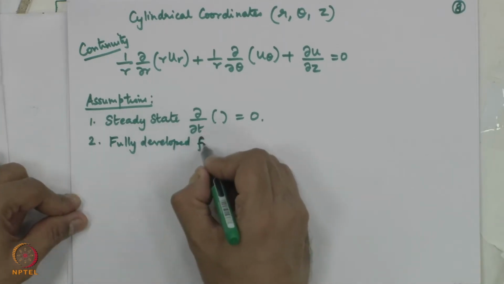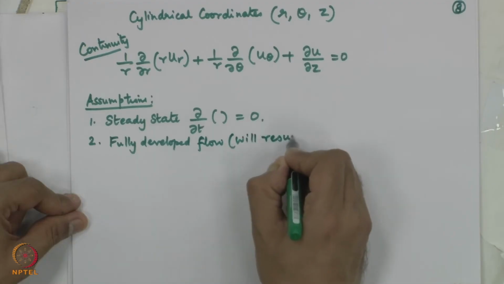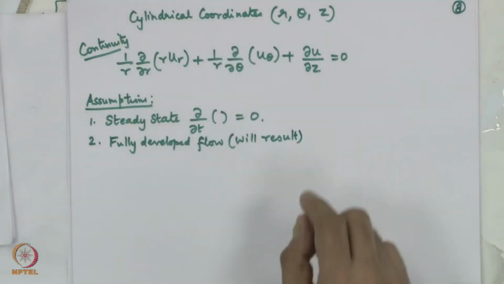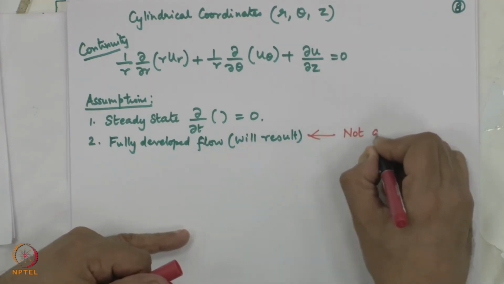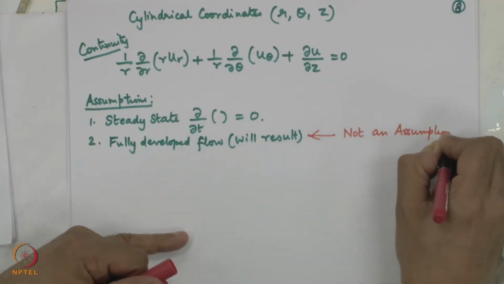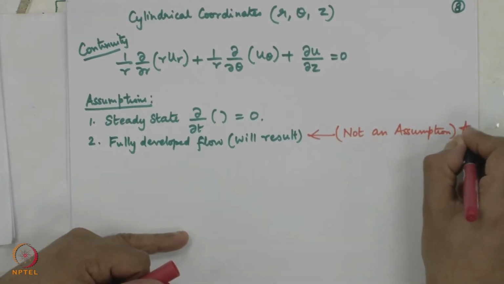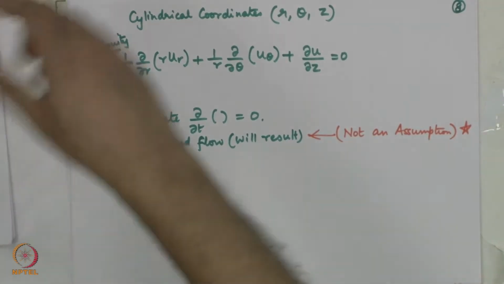We are talking of fully developed flow. This will be a result, so let us not put this as an assumption. We are going to get this as a result, not an assumption. Please make a note of this. So, I won't call this number 2.